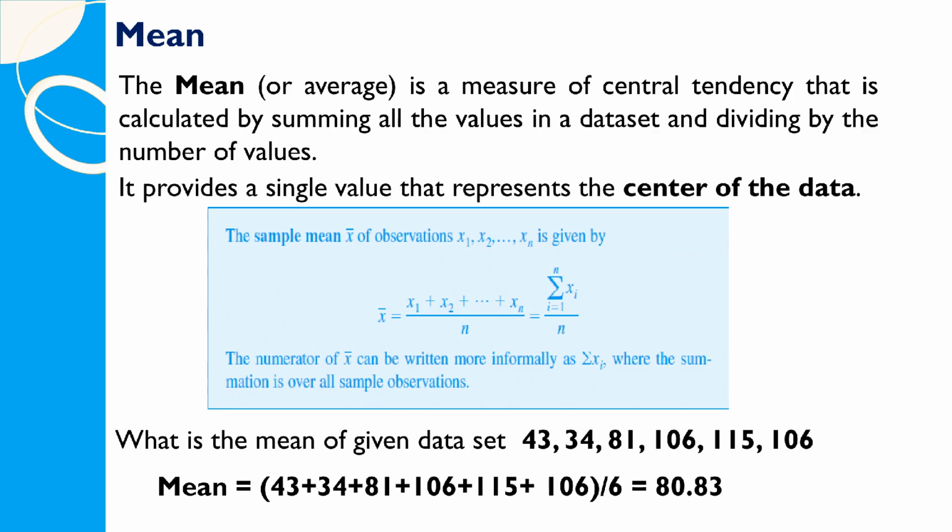The mean, or average, is a measure of central tendency that is obtained by adding all the values in a dataset and dividing the total by the number of values. It gives a single value that reflects the central point of the data. For the dataset 43, 34, 81, 106, 115, and 106, the mean is calculated as 43 plus 34 plus 81 plus 106 plus 115 plus 106, divided by 6, which equals 80.83.